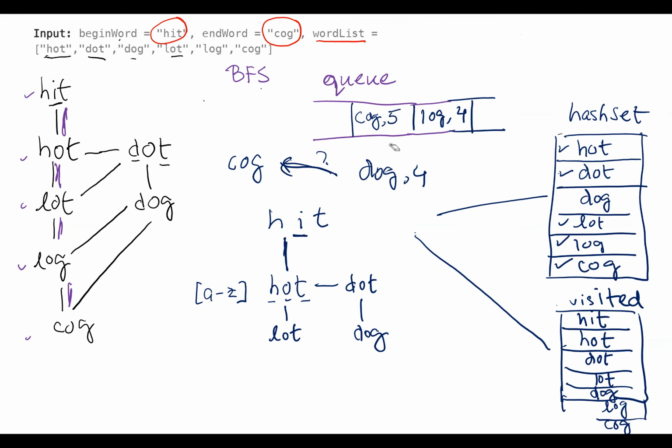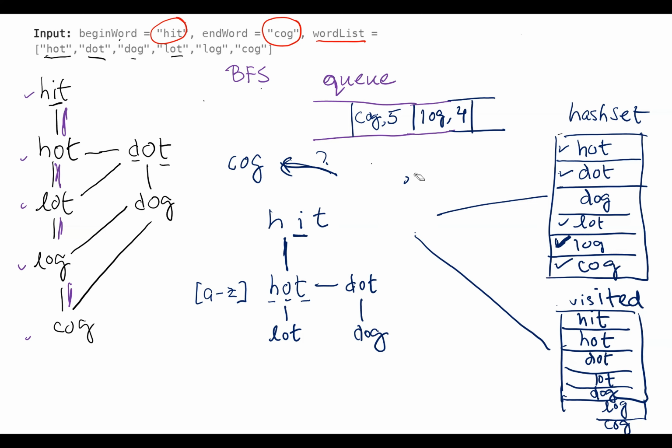Okay. Then from dog, I can get to log. Well, log is obviously in the hash set, but the thing is log is also here in the visited. So I can't push log into the queue. Okay, so that's it. From dog, we cannot change to anything else.